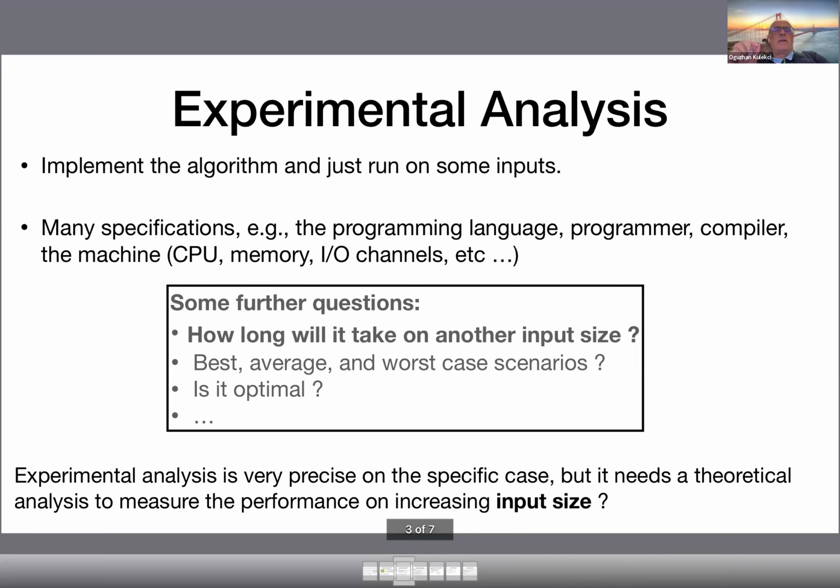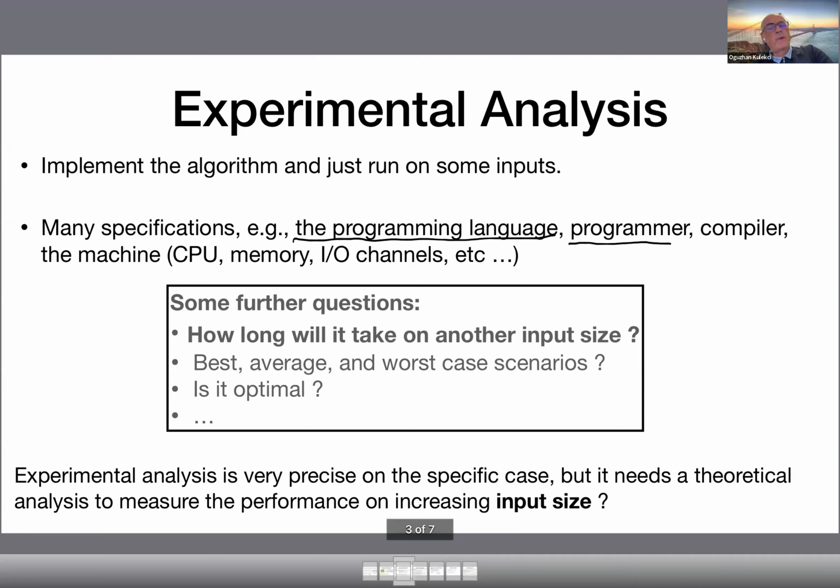Now let's discuss the experimental analysis a bit more in detail. With the experimental analysis, I'm implementing the algorithm and running it on some inputs. What are the specifications of such an experimental analysis? Here are the major ones, there might be more of them. For instance, the programming language. You implement an algorithm in Java, you implement an algorithm in Python, you run them, and then you will have different timings, right? Because of the programming language specifications.